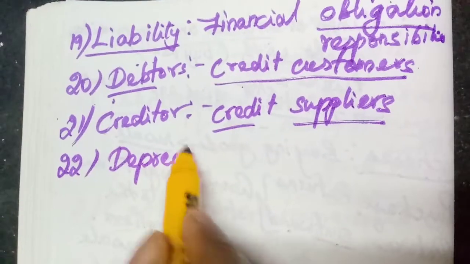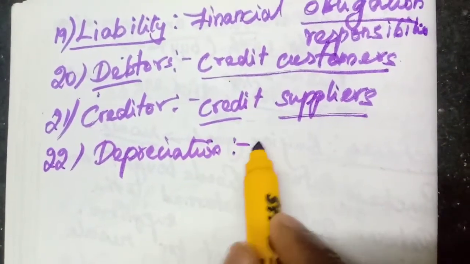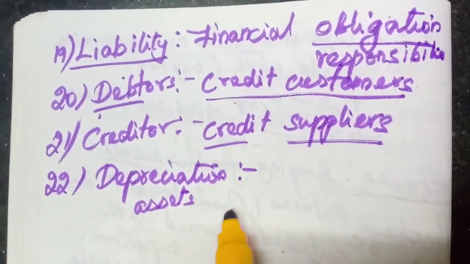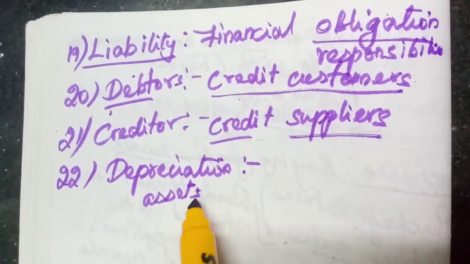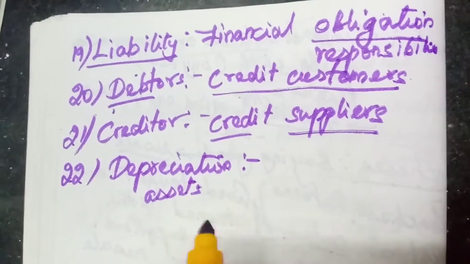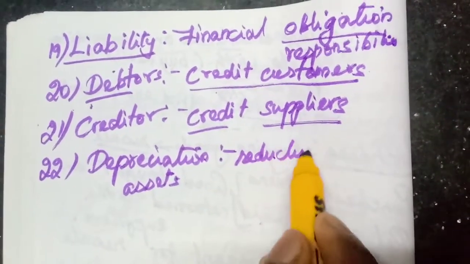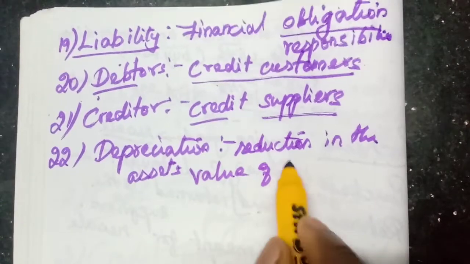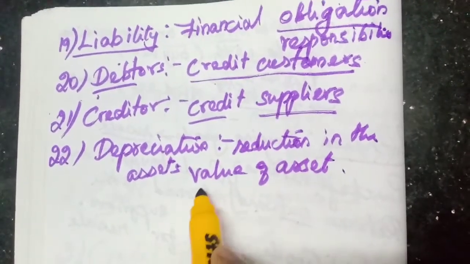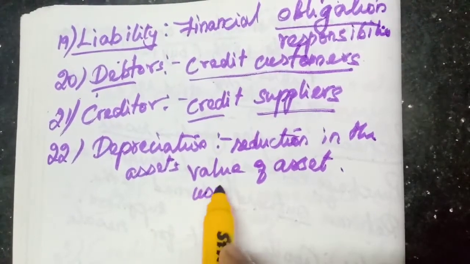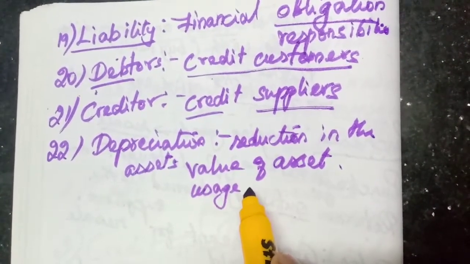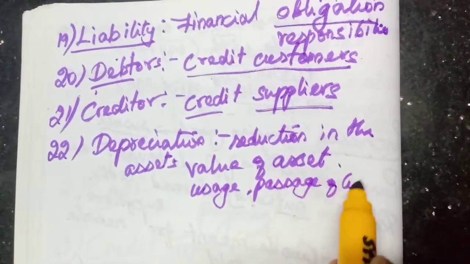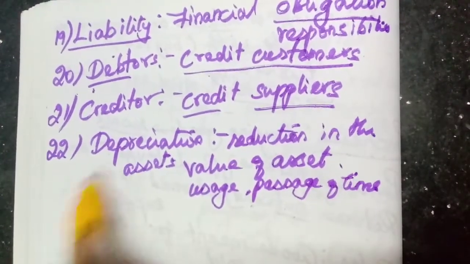Then the next one, depreciation. Depreciation applies to assets, for example a building. Today we are constructing a new building. After 10 years, we cannot receive the full amount that we have invested in that building, isn't it? So there is a reduction in the value of the asset. Reduction in the value of an asset is called depreciation. It is due to various reasons. Maybe due to usage, because we purchase a car and we use it, isn't it? Or passage of time. After some years, even if we use or do not use it, we cannot get the full value. That is called depreciation.